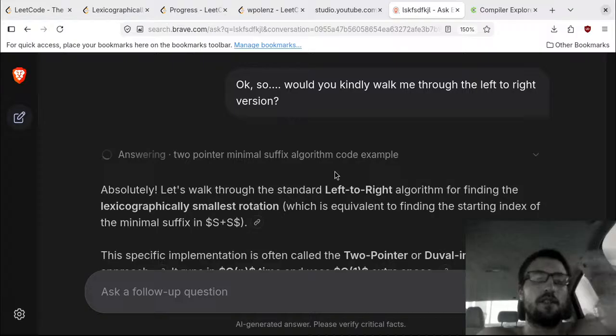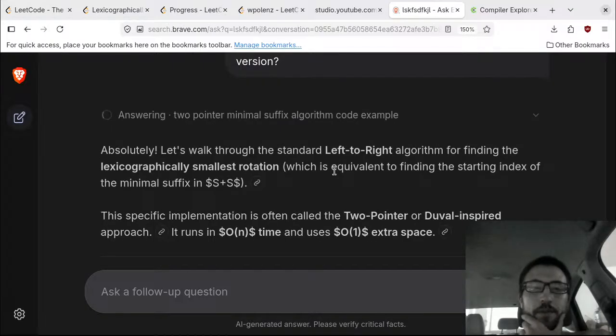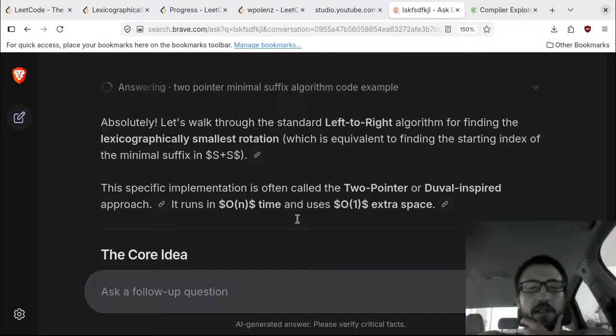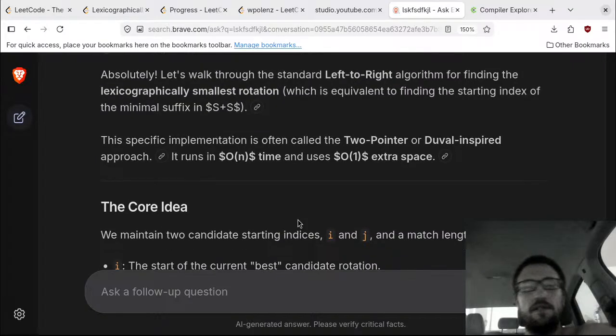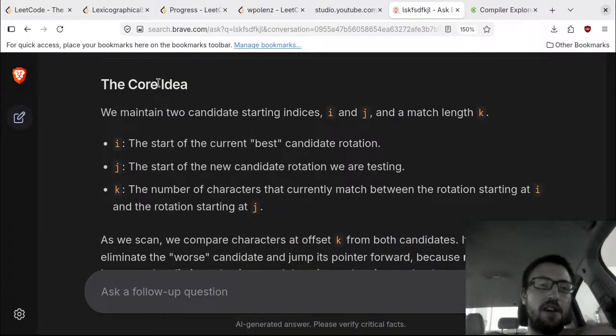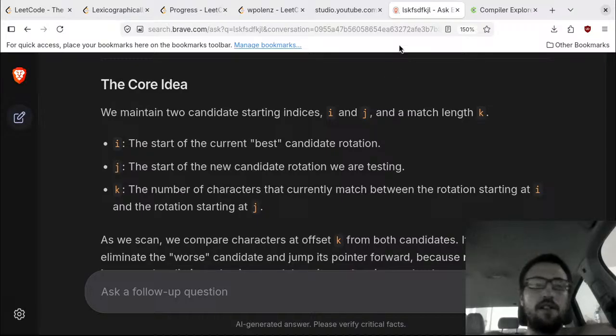Okay. The standard left to right algorithm for finding the lexicographically smallest rotation is equivalent to finding the starting index of the minimal suffix of s plus s. This specific implementation is called the two-pointer or Duval-inspired approach. It runs in linear time and uses constant extra space. Two candidate starting indices, i and j, and a match length k. The start of the best is i. The start of the new candidate rotation is j. I'm going to try to implement this here as a subroutine.